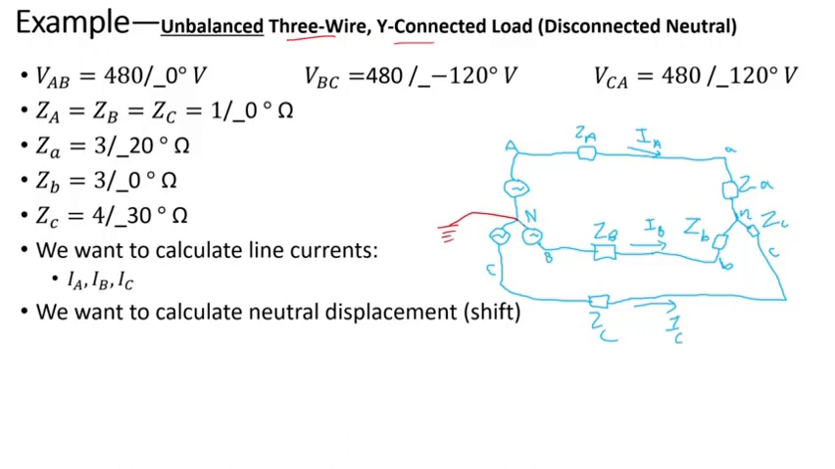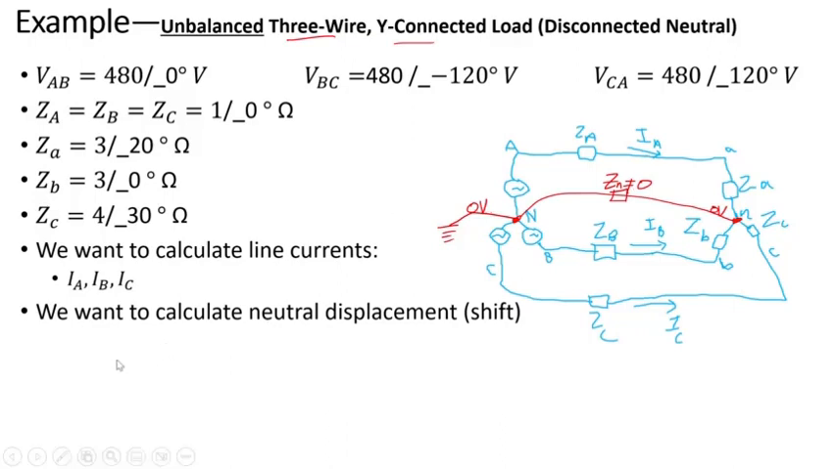Since the source neutral is grounded, it's at zero potential. Now, if the load neutral was grounded, and assuming the impedance of the neutral, if I call that Zn, is zero, the load neutral will be at the same potential as the source neutral, so it would be 0 volts. Obviously, if Zn is not zero, there will be some voltage drop.